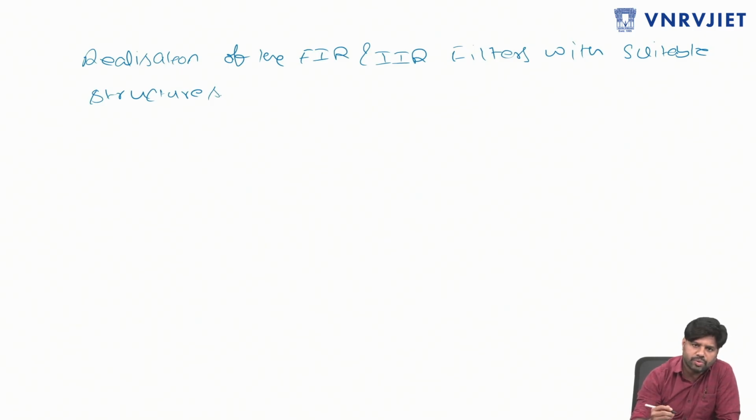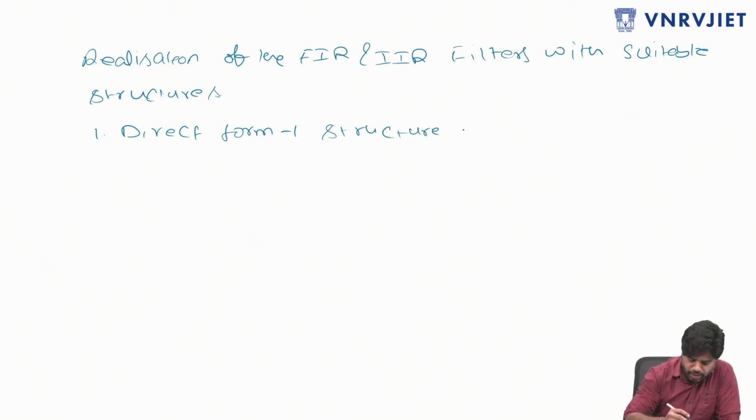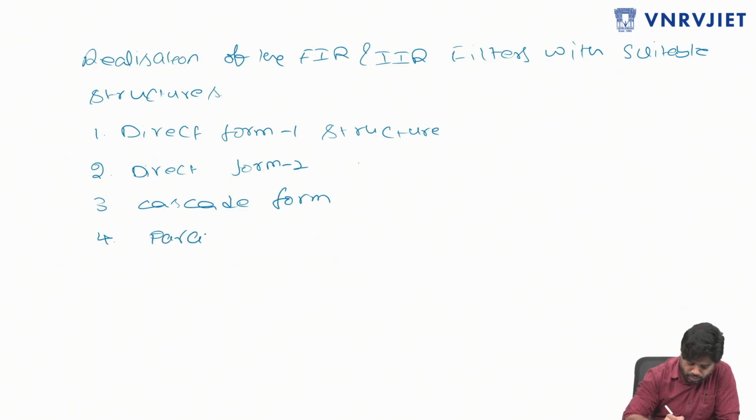To realize those filters, we have different structures. Let us say, for example, the first one is direct form 1 structure, and the second one is direct form 2 structure, and the third one is cascade form, and the fourth one is parallel form.